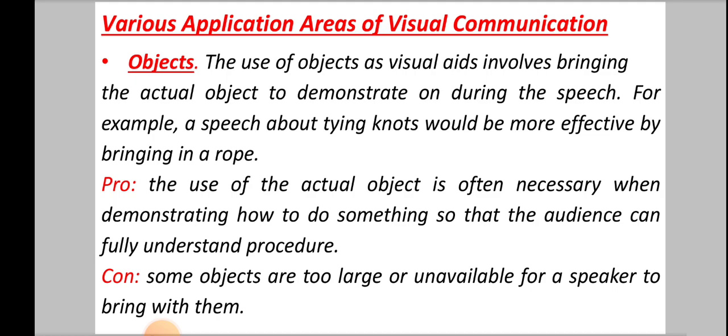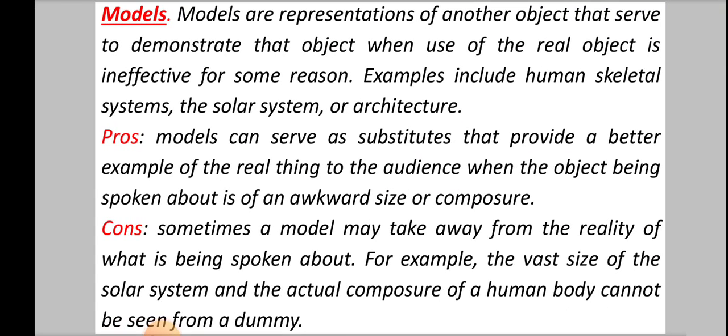Now we discuss pros and cons. The pro of an actual object is that it is often necessary. Use of actual objects is often necessary when demonstrating how to do something so that the audience can fully understand the procedure. The cons are that some objects are too large or unavailable for a speaker to bring with them. Next is models.